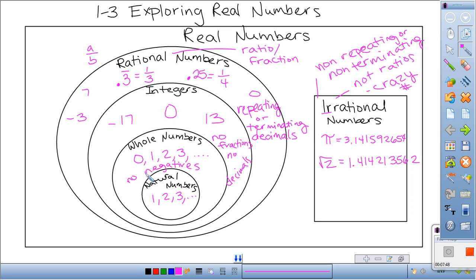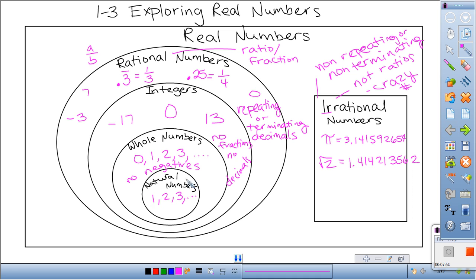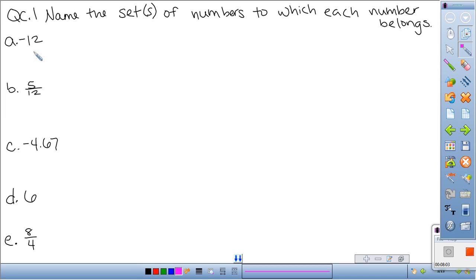It's also a whole number because it's not negative. And finally, it is a natural number because remember, natural numbers just don't include 0. So it's also a natural number. Natural numbers are just the counting numbers. Let's look at a few more, and I'll go through these a little more quickly.